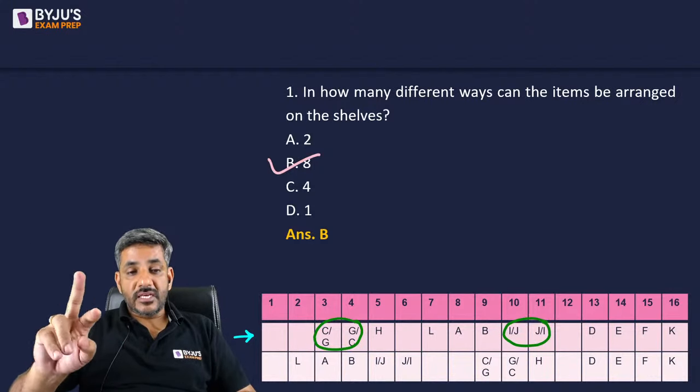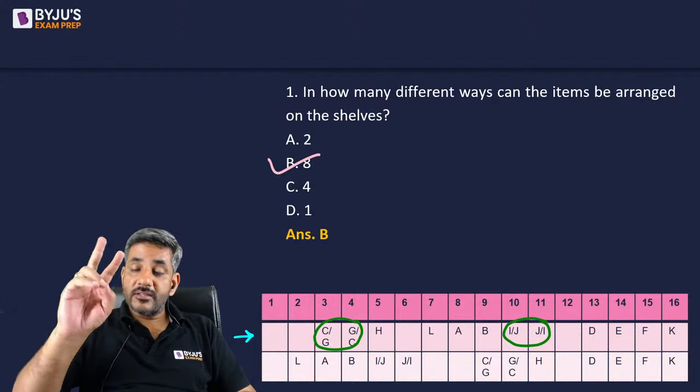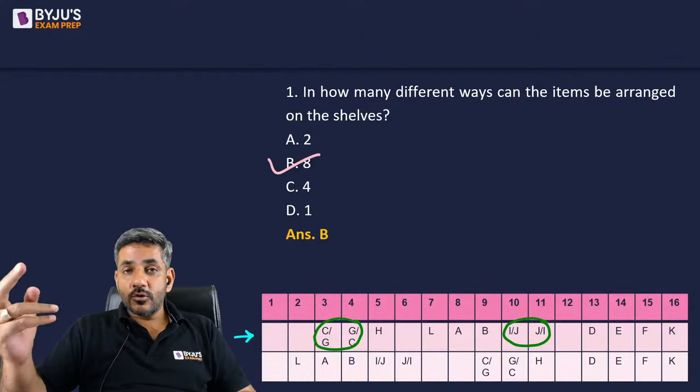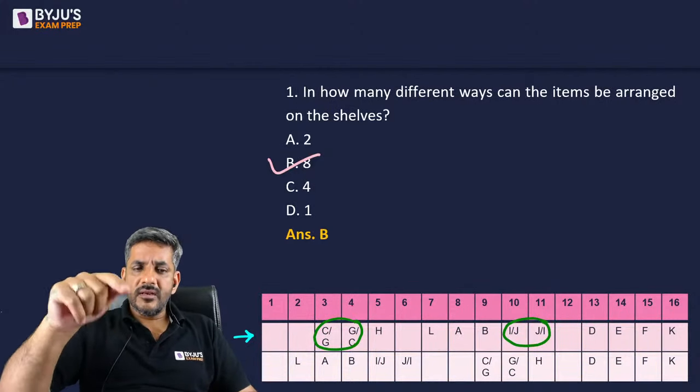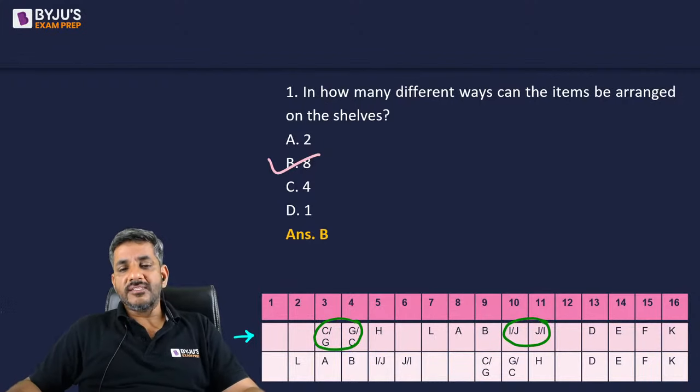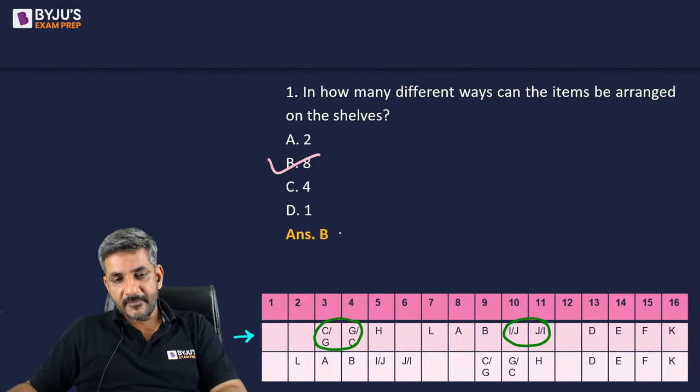CG और GC उसके दो केस बनेंगे, IJ और JI उनके दो केस बनेंगे। सो अल्टीमेटली 4 केसेस हो गए, 2 into 2, 4 cases in case 1 and 4 cases in case 2. So the answer for this question is 8.